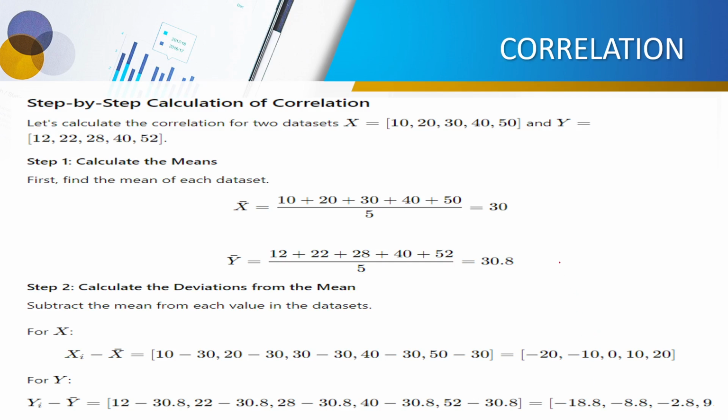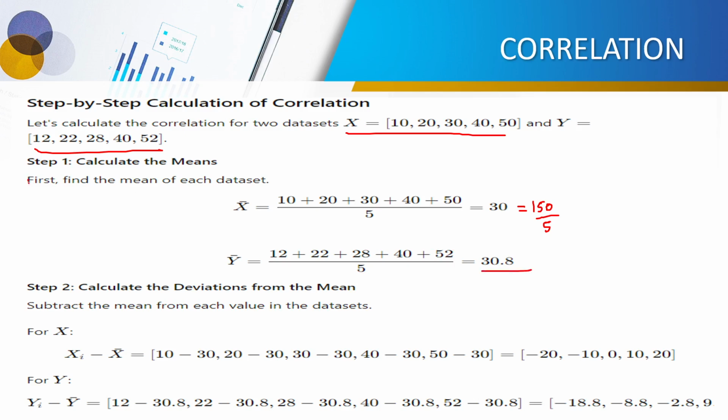Again we will see an example based on this. This is a completely mathematical part. We have x, we have y. What is the first step? Calculate the mean. In the last example also we calculated the mean. Mean is adding all the terms divided by the total number of terms. 10 plus 20 plus 30 plus 40 plus 50 divided by 5, that is 150 upon 5, which is 30. And for y it is 12 plus 22 plus 28 plus 40 plus 45 divided by 5. This will give the value 30.8.